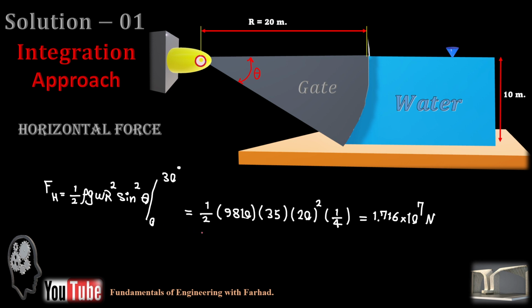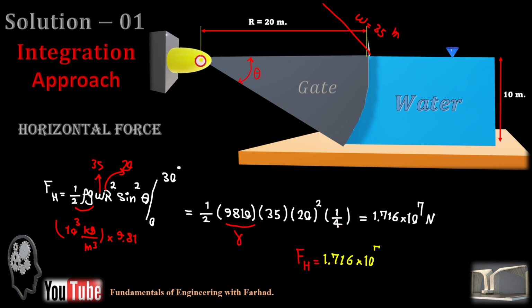this is gamma, which is rho g, where rho is 10 cubed kg per meter cubed in SI, times g, which is 9.81. W is provided to be 35 and R is 20. So the width is provided in the problem statement to be 35 meters. Sine squared of 30 is 1 over 4. If you do the math, it gives F_H almost equal to 1.72 times 10 to the 7 newtons.